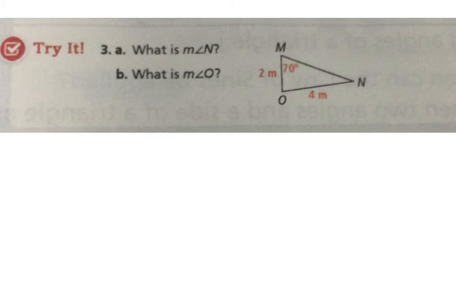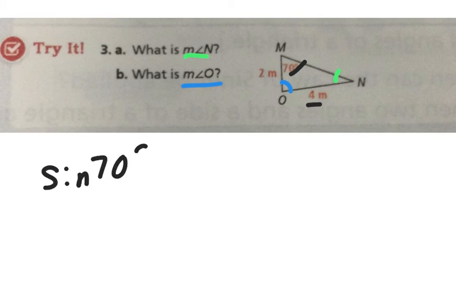Okay, so again, this one's asking me for two angles. It's asking me for angle N, which is here, and it's asking me for angle O, which is here. Now, the one pair that I already know, I know angle M is 70, and the side opposite it is 4. So I know I've got to use that ratio. Sine of 70 degrees over 4 is my first ratio.